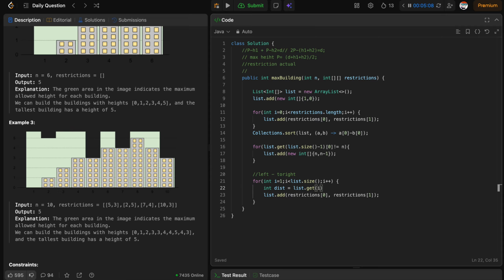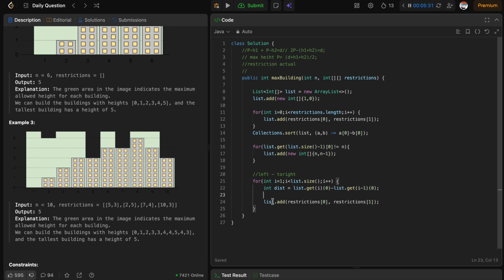i, 0 minus the previous distance minus minus 1. So this will give us the distance between two restrictions. Suppose 2 5 is there and 5 3 is there, so it will give us the 3.